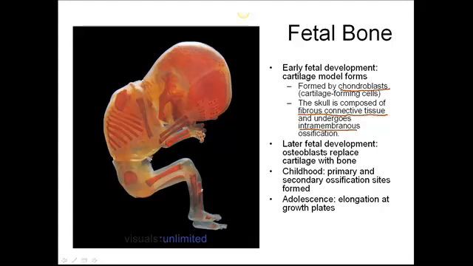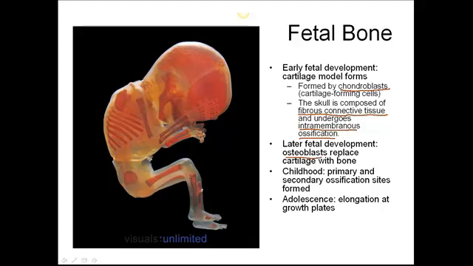Because fibrous connective tissue is a membrane, sorry, and not a cartilage. So you have to remember the difference between intramembranous ossification and long bone endochondral ossification. Later in fetal development, osteoblasts replace cartilage with bone. That's just ossification. And then in childhood, we have primary and secondary ossification sites, so that the shaft can ossify, and in the meantime the bone can still lengthen.